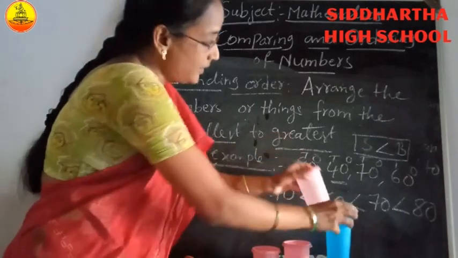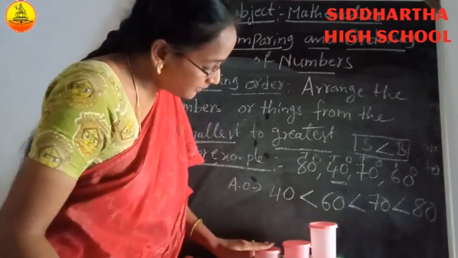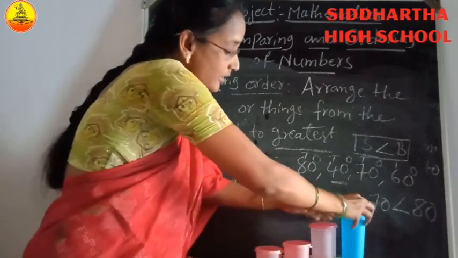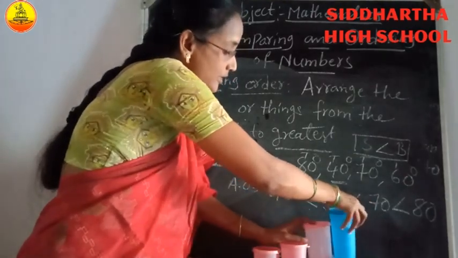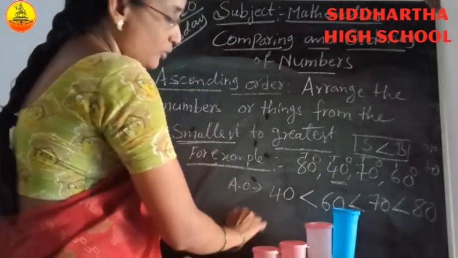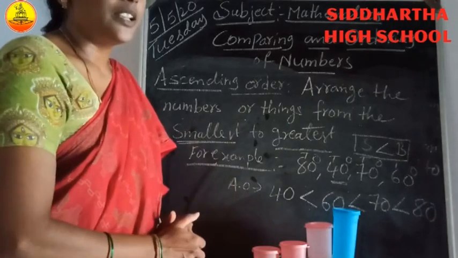This is height wise. We'll see height wise. This is small, and the next is bigger, and after this is bigger still. This is what is called ascending order: small to big. It is called ascending order.